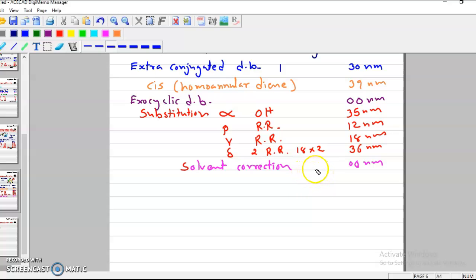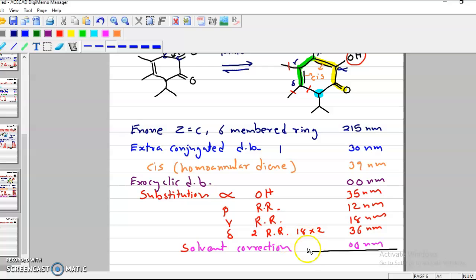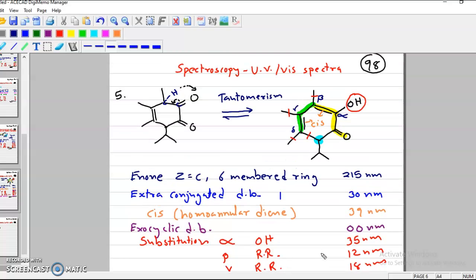Okay, so now we will add all this to find out lambda maxima for this molecule. So this way sometimes from the first view we will not find that this is an enone or diene or benzoyl system, but it becomes a system while considering tautomerism, and this is known as the keto form. And as there are an OH group and a double bond over here, it is called the enol form. So the enol form becomes an enone system, but there is no enone system in the keto form. But then we'll have to change it and find out the lambda maxima.